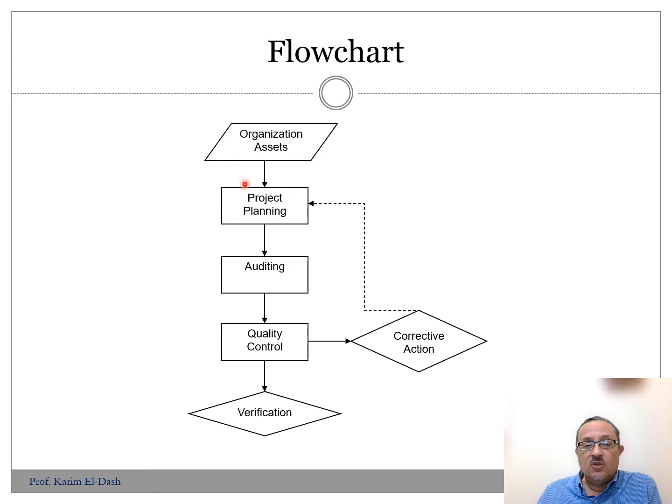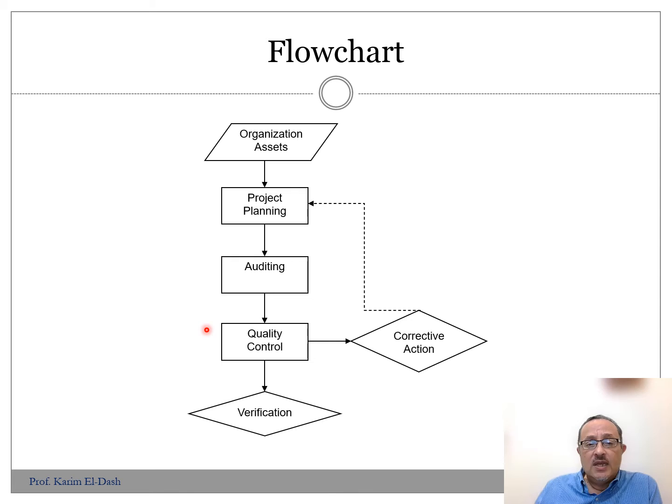Organization assets leads to project planning, leads to auditing, leads to quality control, leads to verification. On the same side or in another branch, we can go for corrective action if we have any issue with the quality control, and so on. So this is a flowchart showing the quality control process, or the simple process we have in a project or in a component of the project.